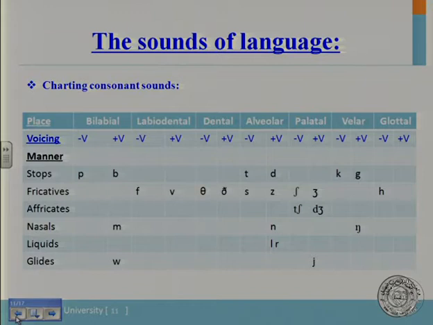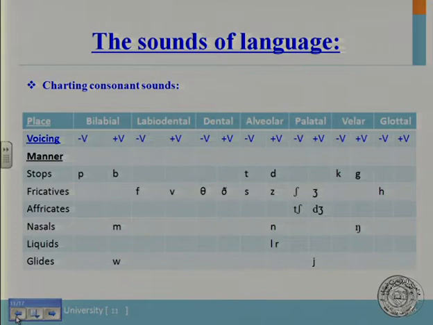The fourth group here is alveolar. In alveolar we have t and d as stops. T is voiceless, and we can give a full description. We can say that t is an alveolar stop voiceless sound, while d is also an alveolar stop voiced sound.